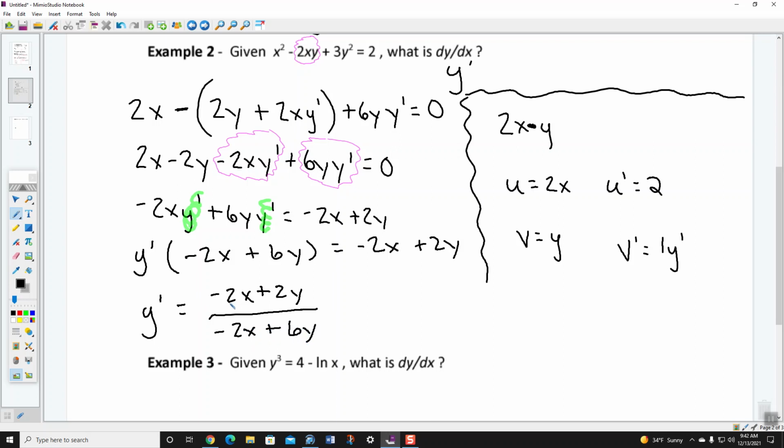Negative 2x plus 6y. Negative 2x is canceled. Okay, now will these negative 2x's cancel? Be careful on this. The answer is actually they wouldn't. Okay, it's kind of like this.